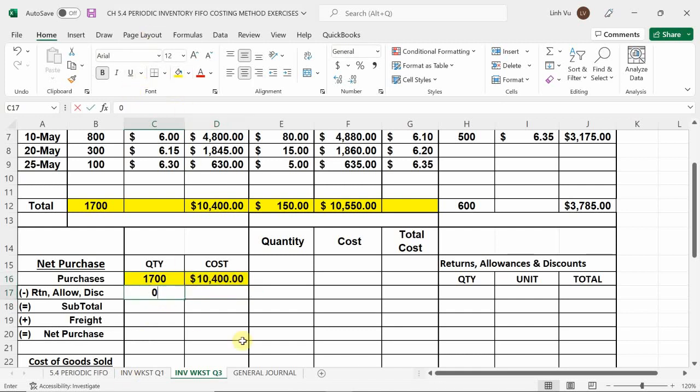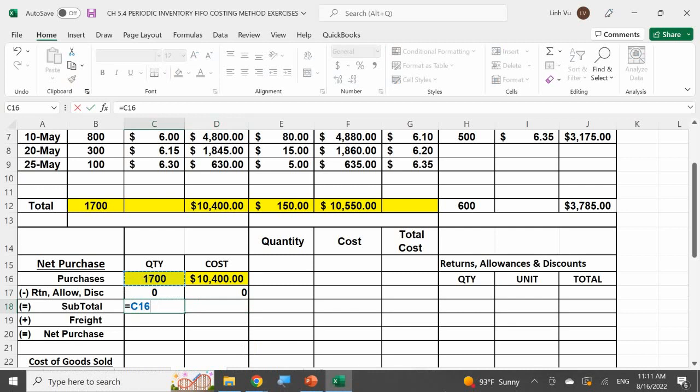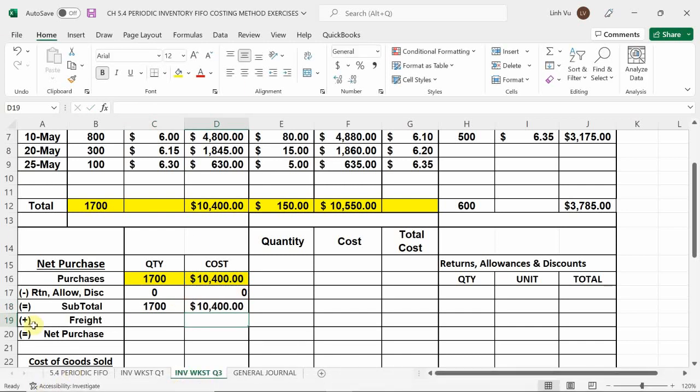We did not have any purchase returns and allowances. That would be left on the right side of the corner here. So therefore, what would be my subtotal? Now, because purchase returns and allowances reduce the inventory, in this case, I'm reducing 0. So therefore, my subtotal should be the same.